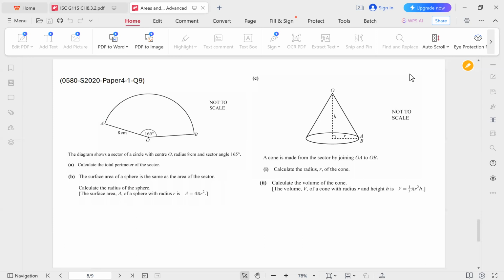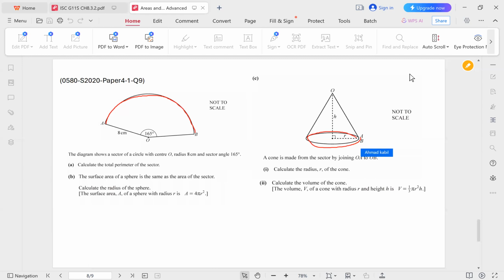So how do we do that? First of all, this L here, which we already got, by the way, is the same as this circle here.